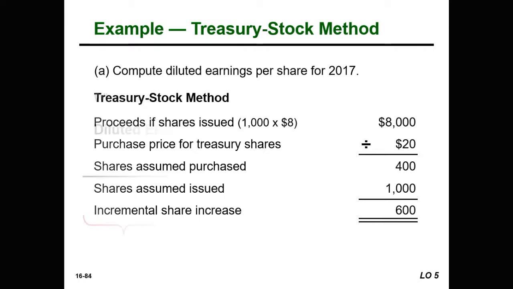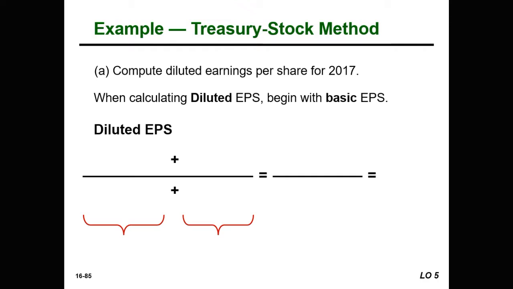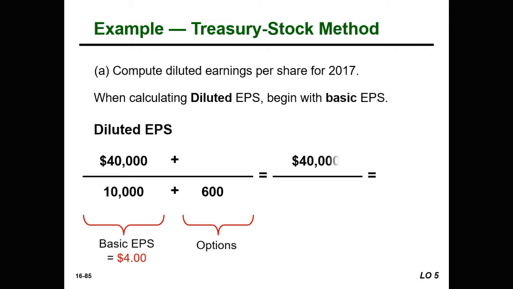We begin with basic EPS, 40,000 divided by 10,000, and basic EPS is $4. Then we add the 600 incremental increase from the options, which gives us 40,000 in net income divided by 10,600 shares if they had all been exercised. That is $3.77 of diluted EPS.